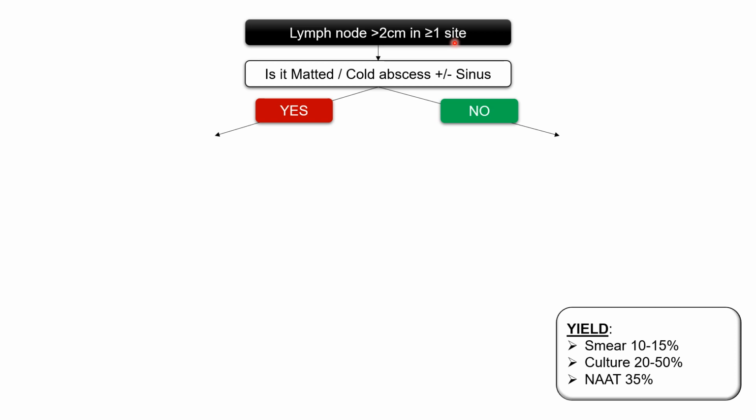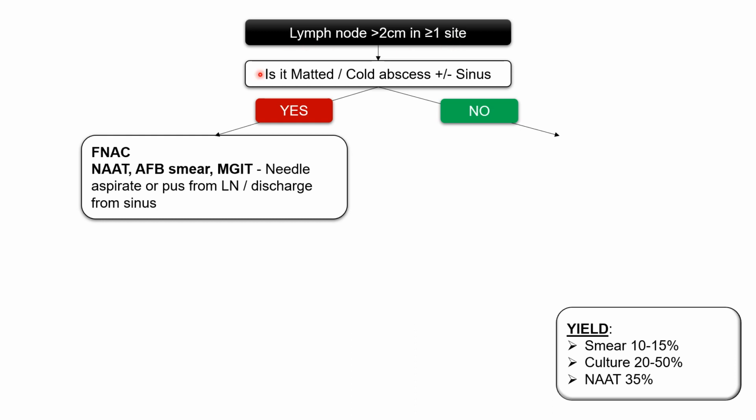So I have to think and evaluate in line of tubercular lymphadenitis. As we just learned, the diagnostic gold standard method is biopsy and histopathology, and FNAC also has 90% correlation with that. So what we have to do? We have to do fine-needle aspiration cytology, and send the sample for nucleic acid amplification test, or acid-fast bacilli smear, or MGIT. MGIT is mycobacterial growth indicator tube. The needle-aspirated pus from the lymph node or discharge from the sinus is sent for all these investigations.